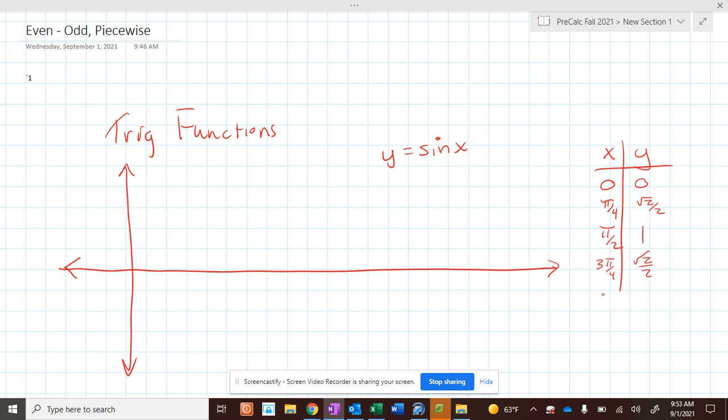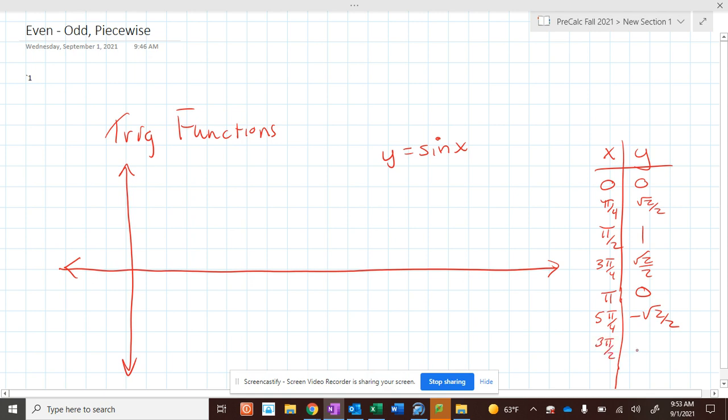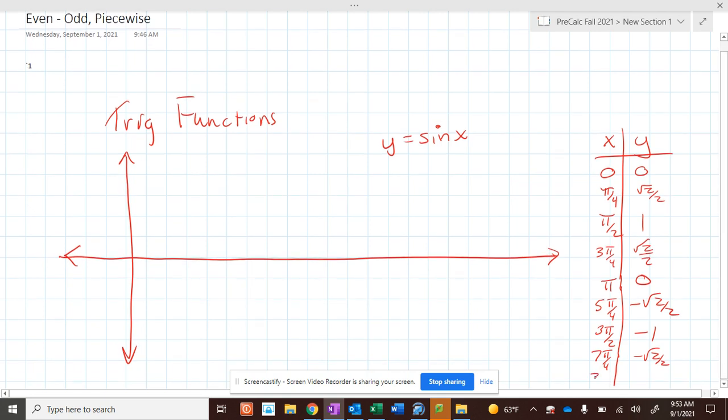At pi, it's 0. At 5 pi over 4, it's negative square root 2 over 2. It would be 3 pi over 2 next. It'd be negative 1. 7 pi over 4, it's negative square root 2 over 2. And then at 2 pi, we're at 0 again.